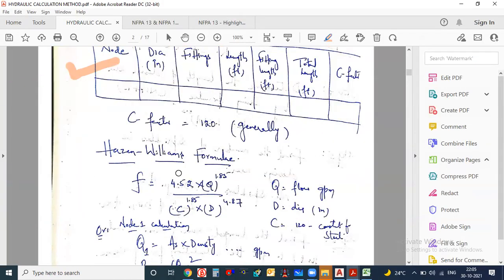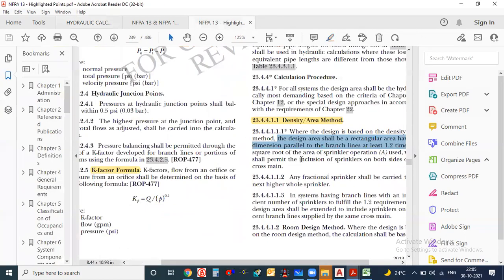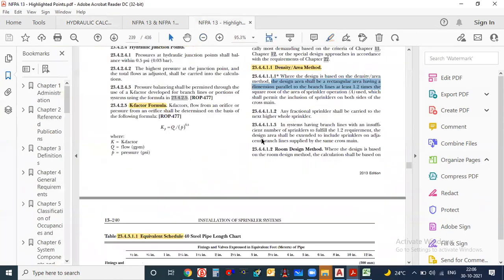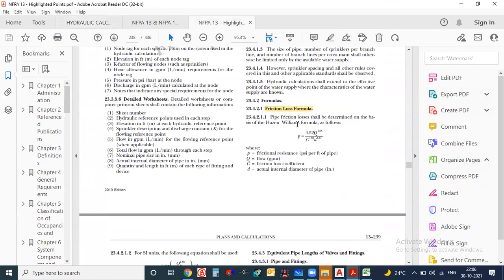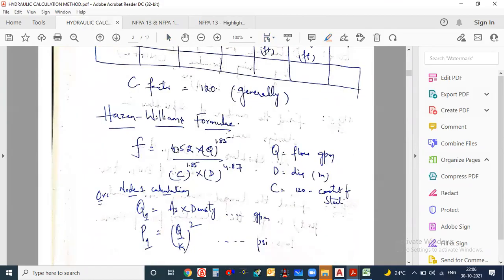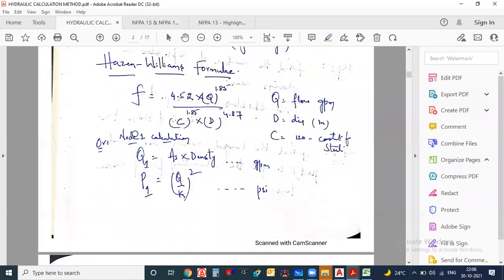Next, the Hazen-Williams formula will come into action, because we have seen that we have to use the Hazen-Williams formula whenever we are doing any manual pipe hydraulic calculation. So the Hazen-Williams calculation will calculate the friction losses. It will be used for friction losses.